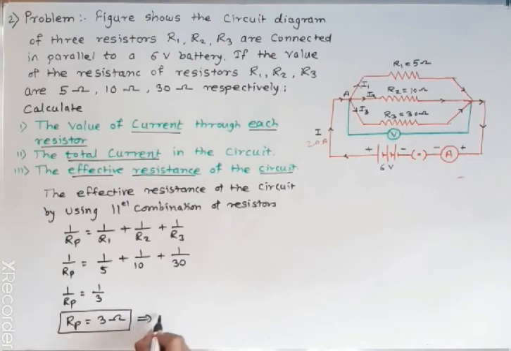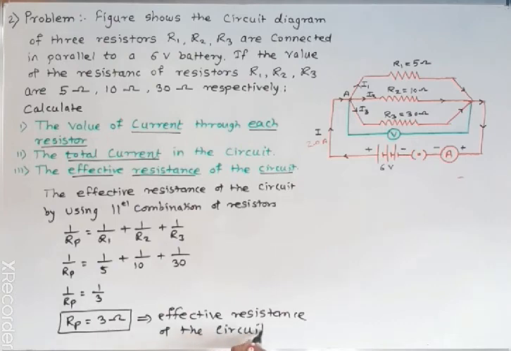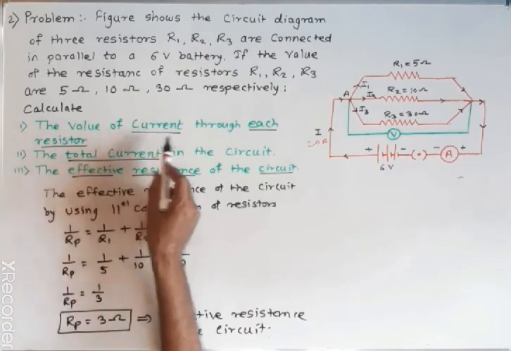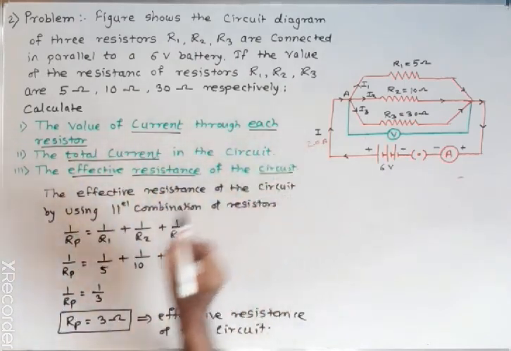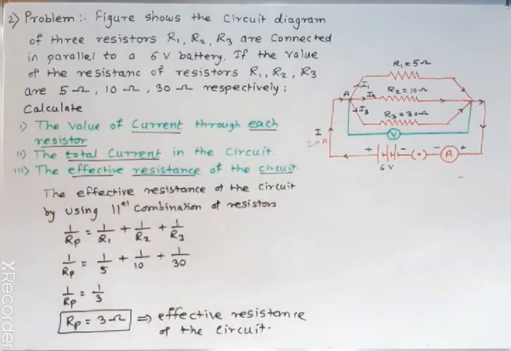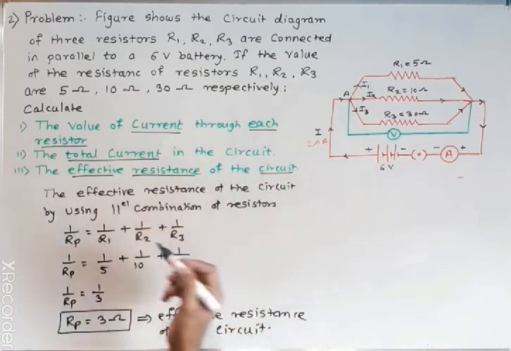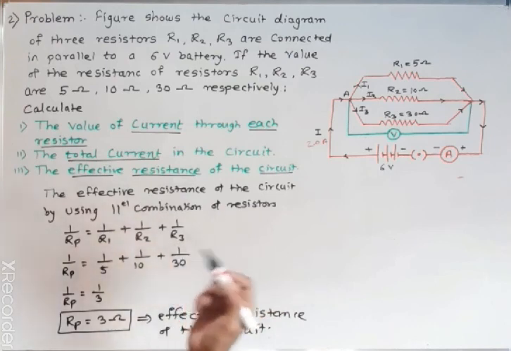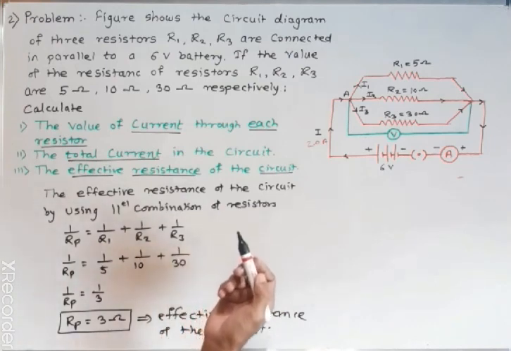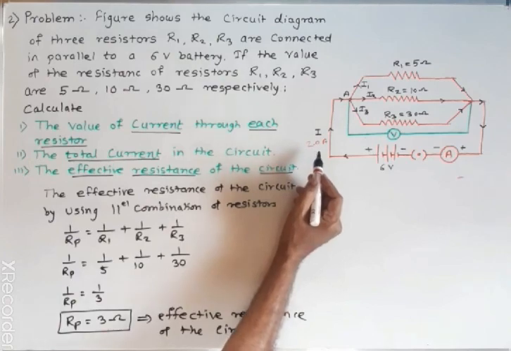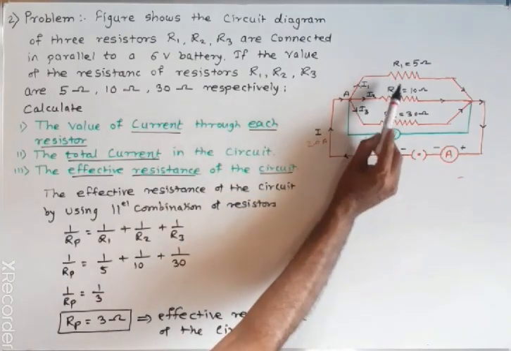So this is the value of the equivalent resistance, also called the effective resistance of the circuit. So dear friends, in this way we have solved all these three parts, that is the value of the current through each resistor, the total current that is 2 ampere, and the effective resistance of the circuit equal to 3 ohm. You can apply the series and parallel combination to find out the equivalent or effective resistance of the network. Similarly, by using Ohm's law, you can find out the value of the total current, and again by using Ohm's law, you can find out the current through each resistor.